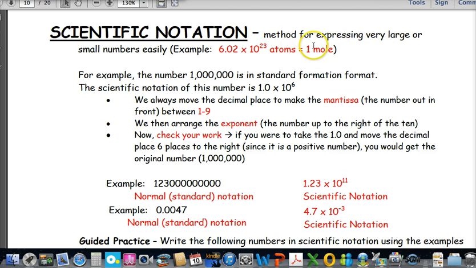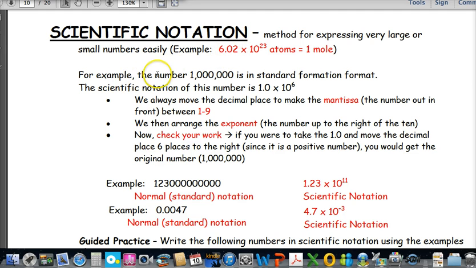For example, one of the numbers that we're going to be working with later in this year is Avogadro's number, and this is Avogadro's number right here. It's 6.02 times 10 to the 23rd atoms is something that we call a mole. We don't need to worry about that. But this is, as you see, an example of a number in scientific notation. And we're going to take a look at how to change that to standard notation and in the opposite direction.